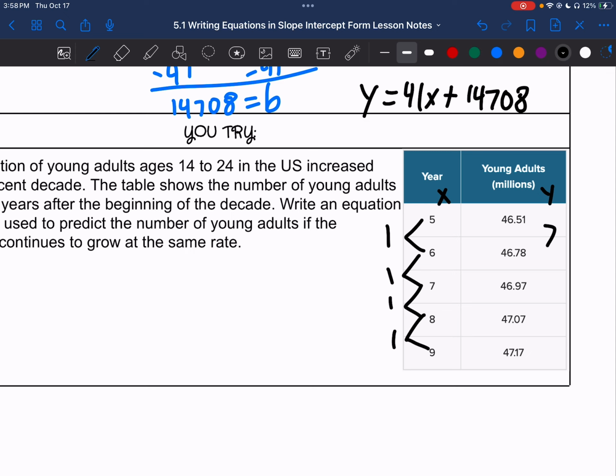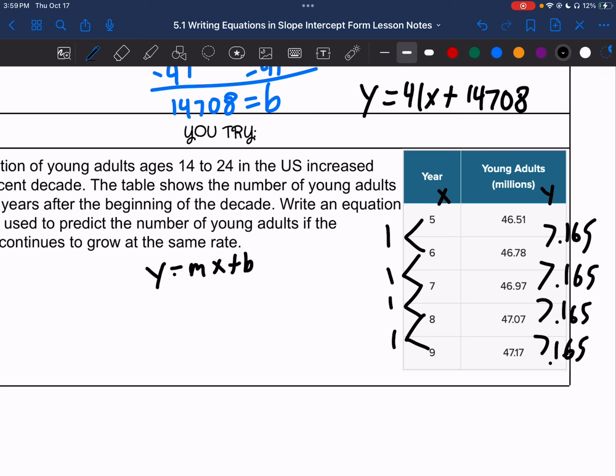0.165, thereabouts. We're adding 0.165 each time.